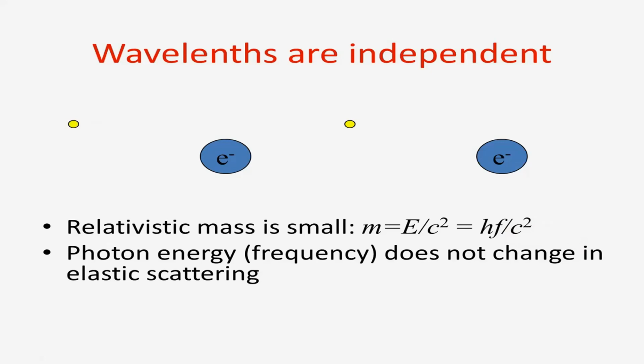Using the equivalence of the energy and mass, that is the famous E equals mc squared formula, which was also published by Einstein as a short paper, we can assign a relativistic mass to the photon as the Planck constant multiplied by the frequency and divided by the square of the speed of light. If f is relatively small, then this relativistic mass is small.